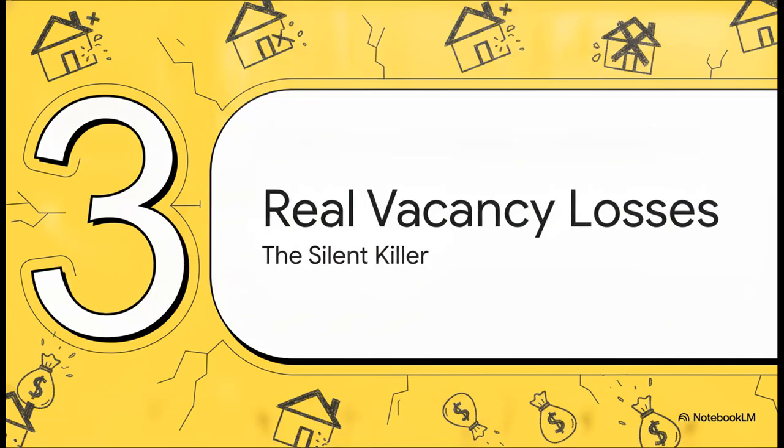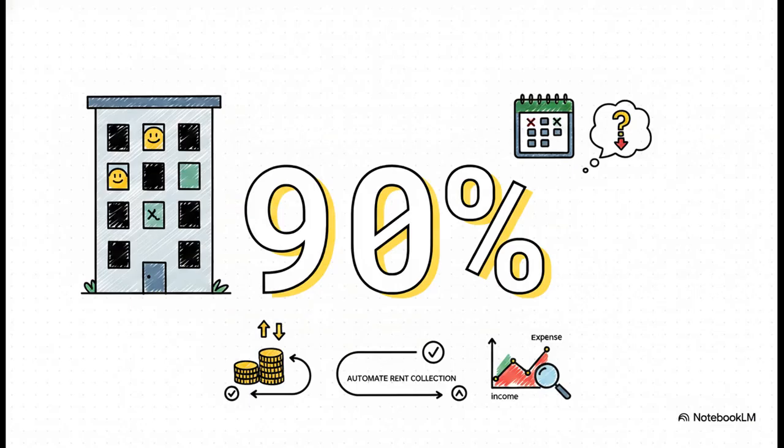Section 3. Calculating real vacancy losses, the silent killer. So, how do we get from that theoretical GPR dream down to actual NOI? The data shows that experienced investors don't bank on a fantasy of 100% occupancy. No way. They always build a 5 to 10% vacancy assumption right into their numbers.